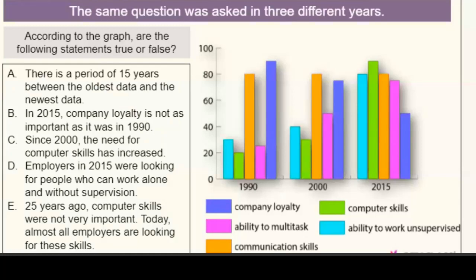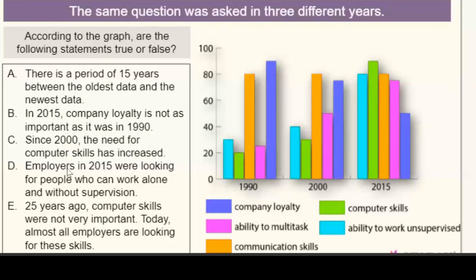Now, the next one says, since 2000, the need for computer skills has increased. So computer skills is the one in green, and you can see that since 2000, there's been a decrease, a huge decrease, a sharp decrease. Okay, so this one is false.